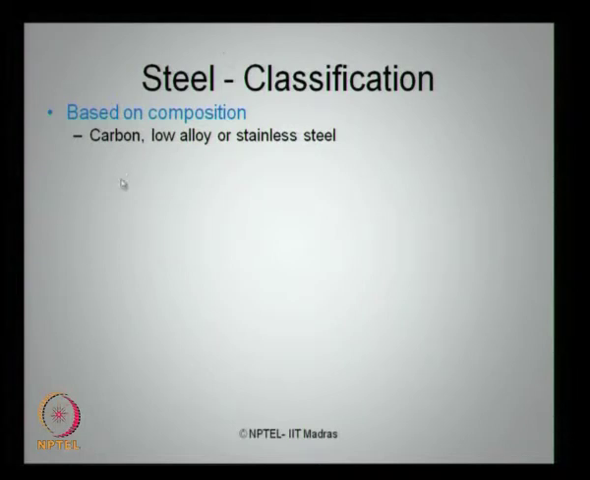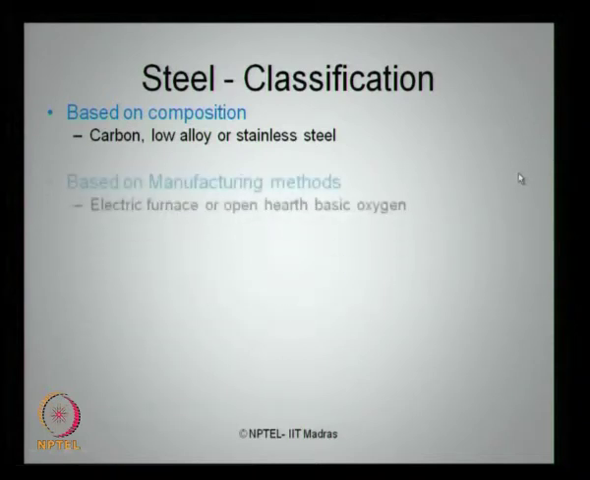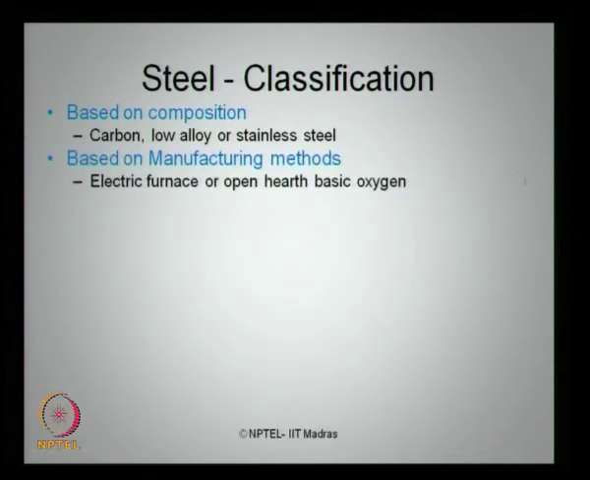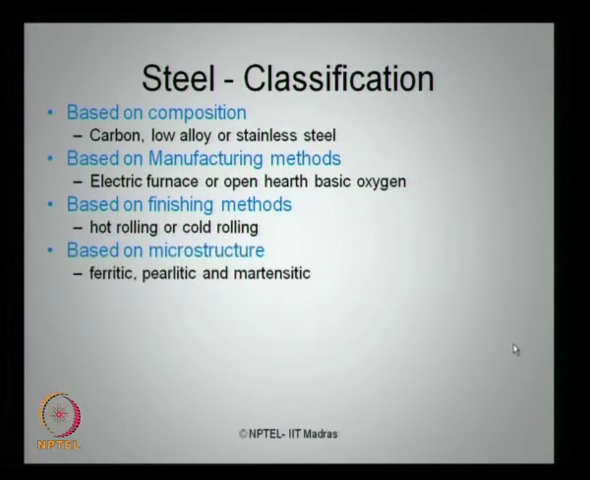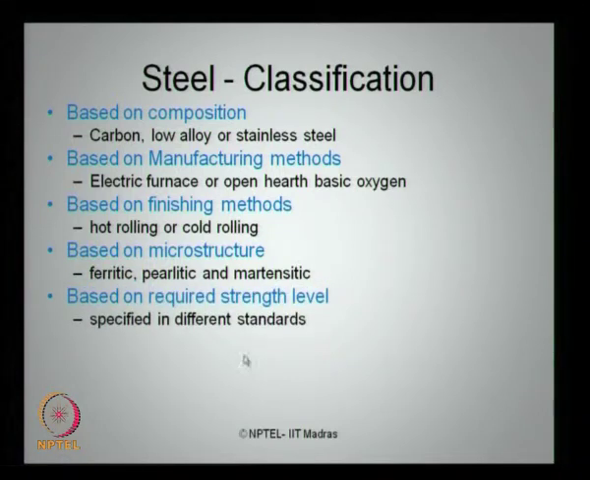Steel is classified based on composition, called carbon, low alloy or stainless steel. You can also classify steel based on manufacturing methods, as electric furnace or open hearth basic oxygen. You can also classify steel based on the finishing methods, either hot rolling or cold rolling. You can also classify steel based on its microstructure as ferritic, pearlitic or martensitic. It is also classified based on the required strength level which is specified in different standards.